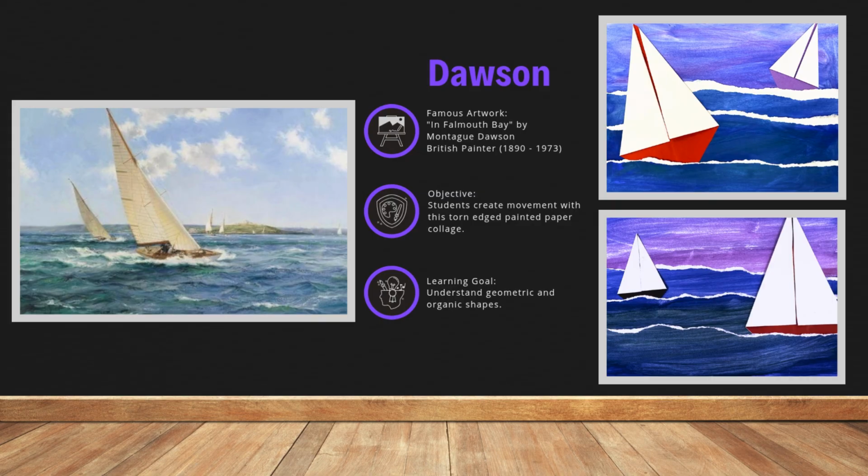In Falmouth Bay, painted by Montague Dawson, students create movement with a torn-edge painted paper collage as they strive to understand geometric and organic shapes.